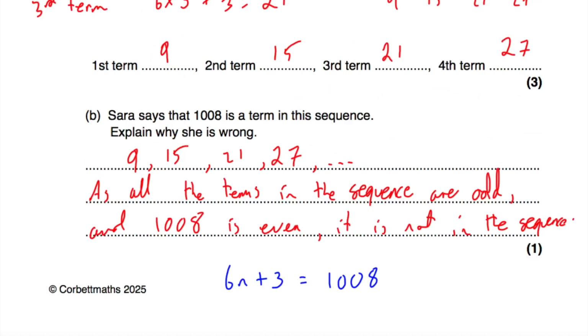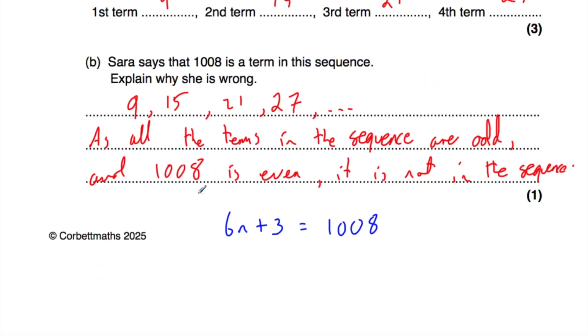Now, this is a non-calculator question, so I think the first approach is actually much easier, just to say, well, all the terms in the sequence are odd, and that's even. And it's a 1-mark question, so I think that probably would be the approach that I would use here in red.